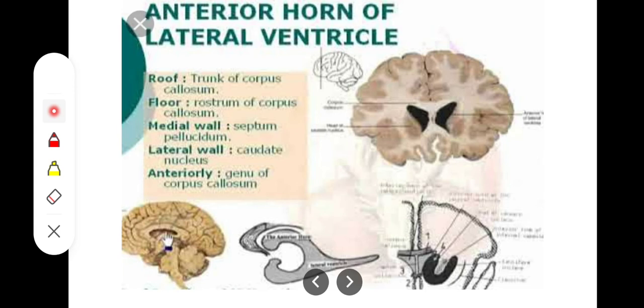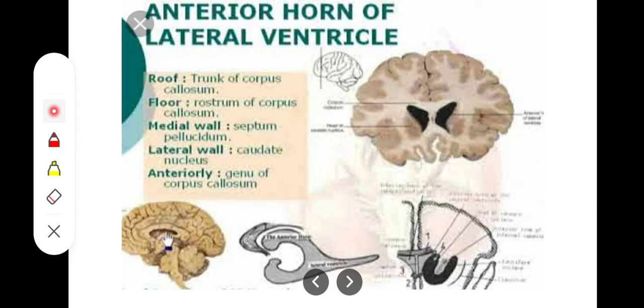In addition, we see some other things in the anterior horn of our very beautiful lateral ventricle. We can also say that it is formed by the genu of the corpus callosum, which we have seen turns back. And the floor also contains the head of the caudate nucleus along with the genu of the corpus callosum. So the body of the corpus callosum forms its roof, and the genu of the corpus callosum forms its floor along with the head of the caudate nucleus.